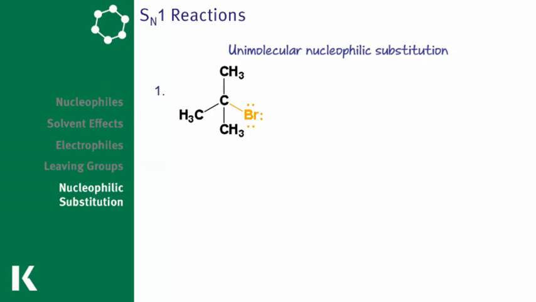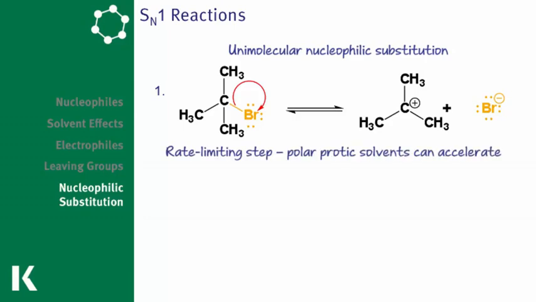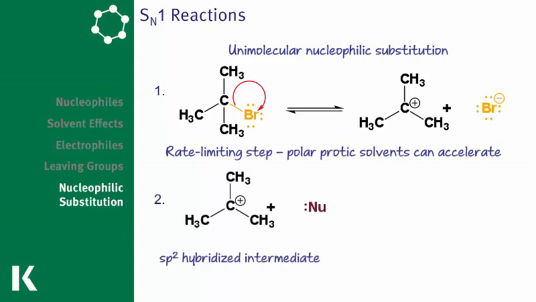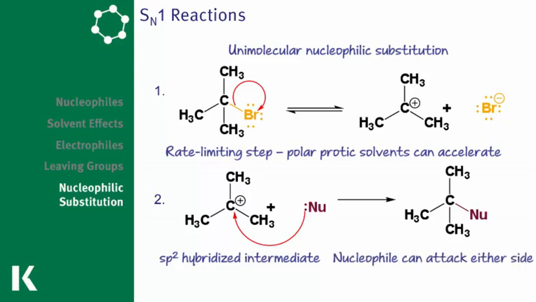In this mechanism, removal of the leaving group is the first step, often due to interaction with the solvent. This is also the rate-limiting step for the reaction because it generates the carbocation intermediate that will participate in the second step. The carbocation, which is sp2 hybridized, will be attacked by the nucleophile to generate the product. Barring any steric effects that make one face of the molecule less susceptible to nucleophilic attack, SN1 reactions yield a racemic mixture of products, one of the hallmarks of this reaction pathway.